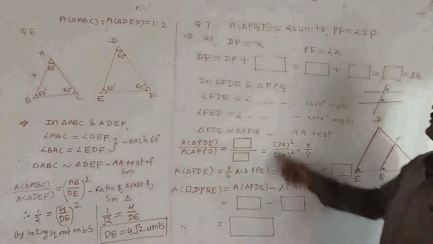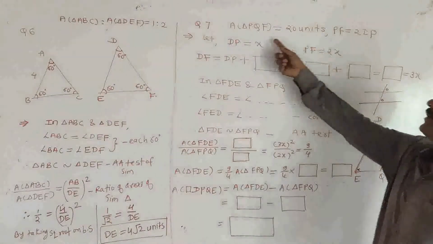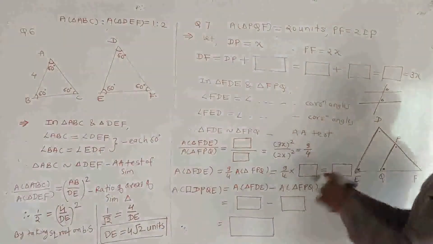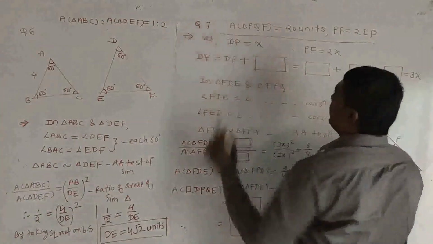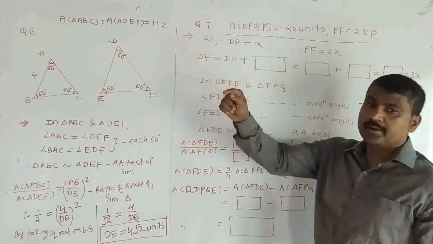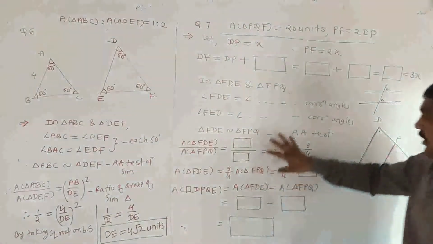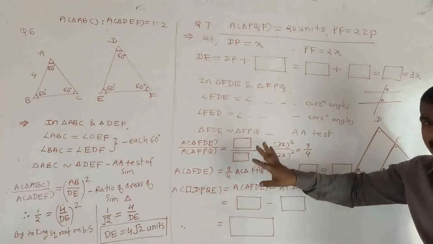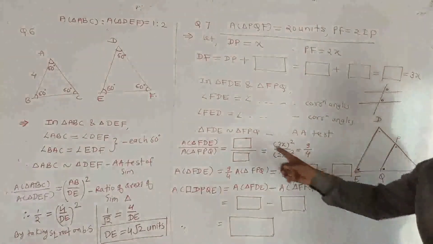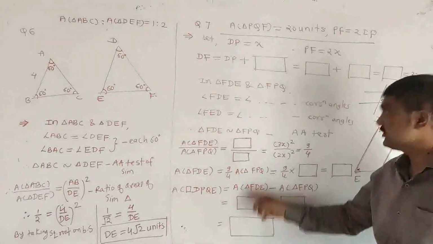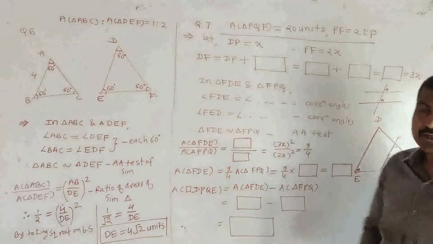What is given here in the given problem? Area of triangle APQ and DEF is given. This is the given, and I have started the problem. What is given there? DP is equal to x, which is already given in the activity. Now I have written the whole activity given in the book. So we have to just fill these boxes.